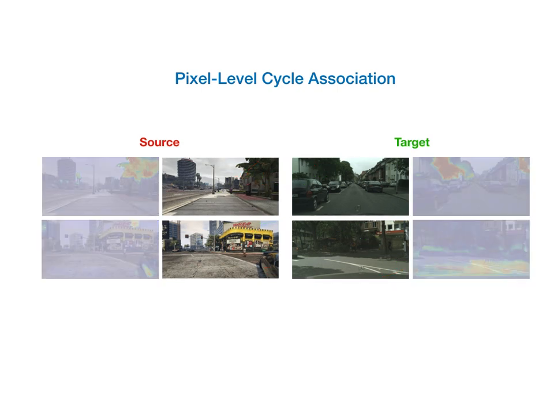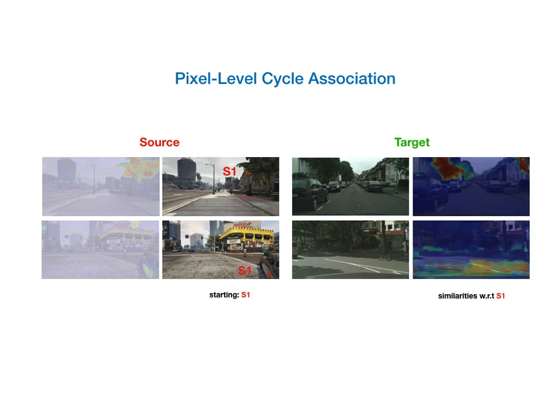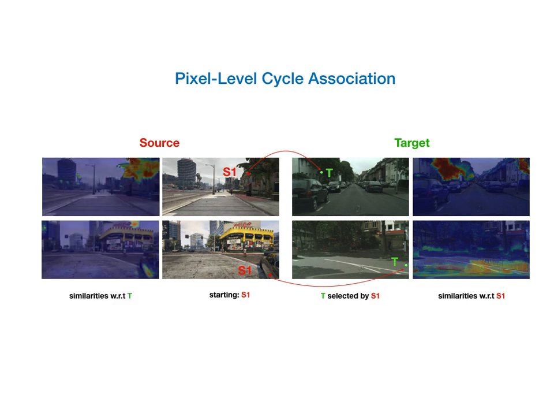Specifically, during training, we randomly sample pairs of images. Each pair consists of one source image and one target image. Then for a specific pixel S1 in the source image, we compute its feature similarities with all the pixels in the paired target image. We select the target pixel T, which is the most similar one to S1. In turn, we compute the feature similarities of the source pixels with respect to the target pixel T, and select S2, which is the most similar one to T.